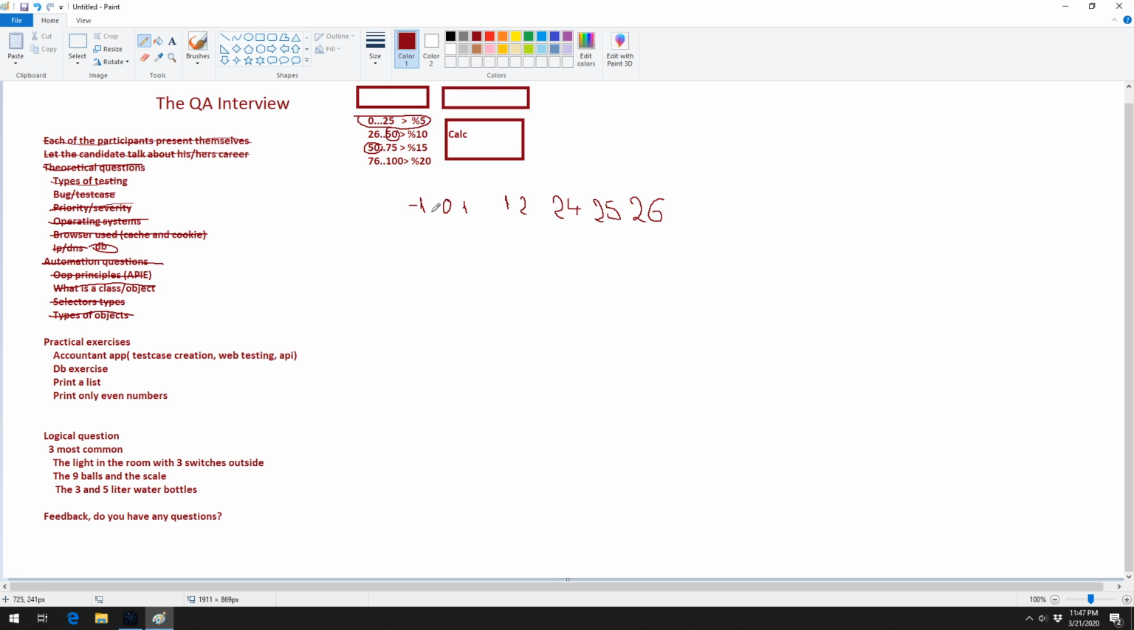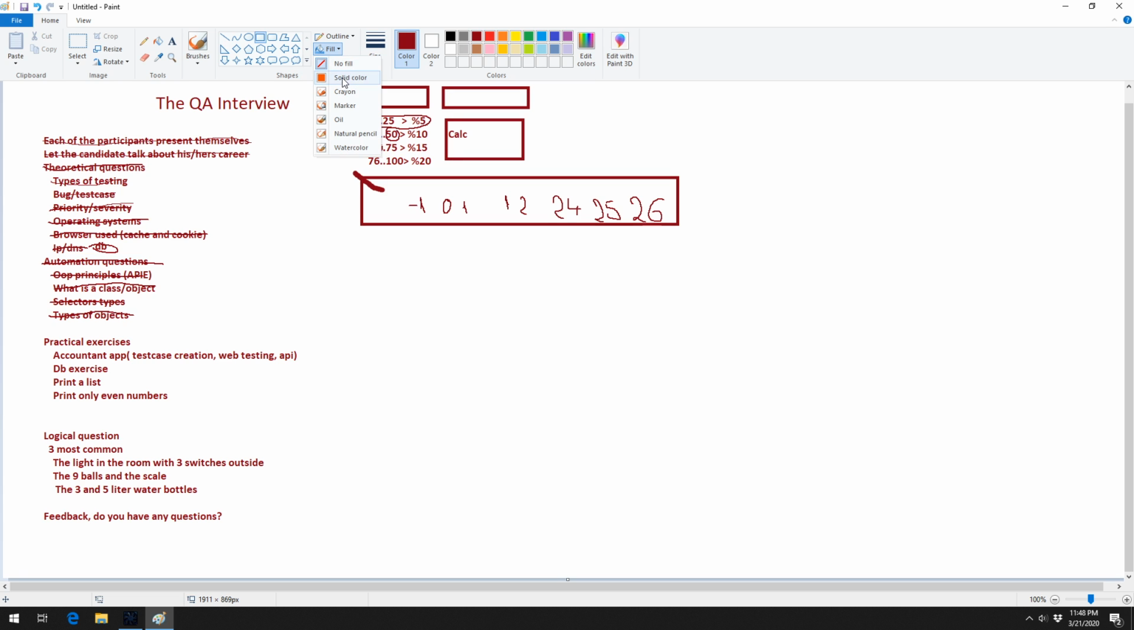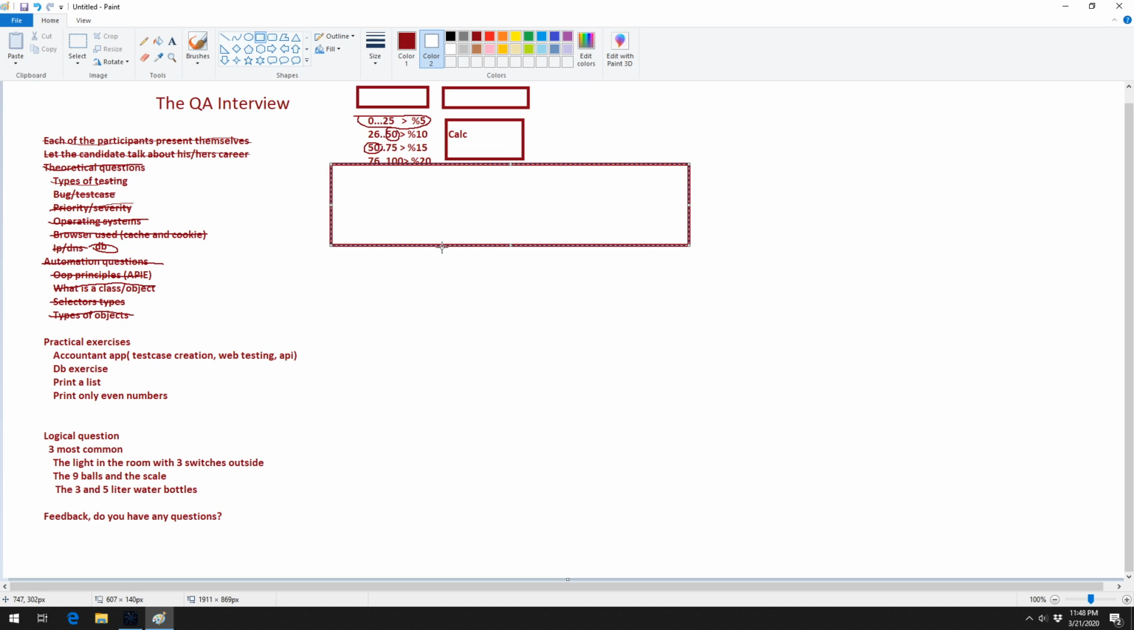Okay, next question from my part would be, oh, sorry, let me use the brush to clean this out. Okay, fill solid color, white. Okay, now let's get back to business. Next thing, you have the intervals, you validate the intervals. What do you do next? What do you test?